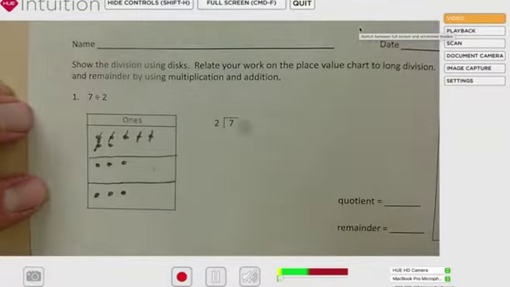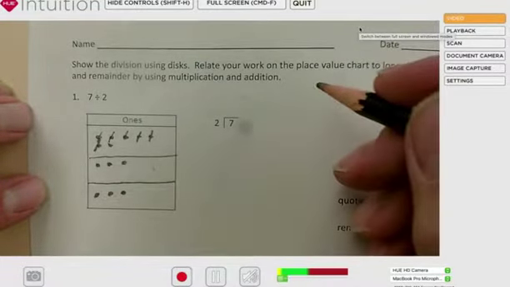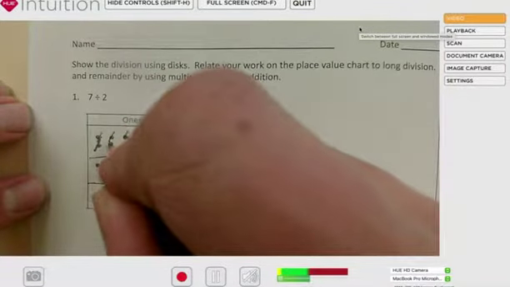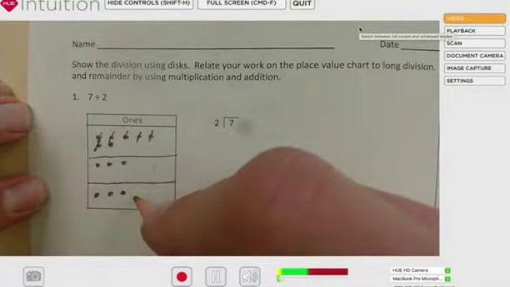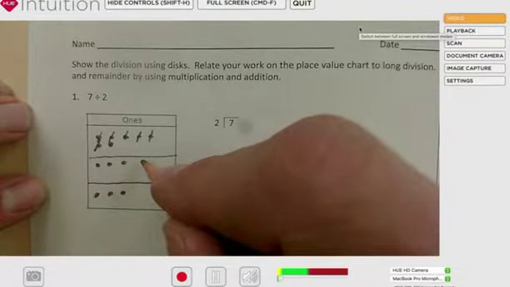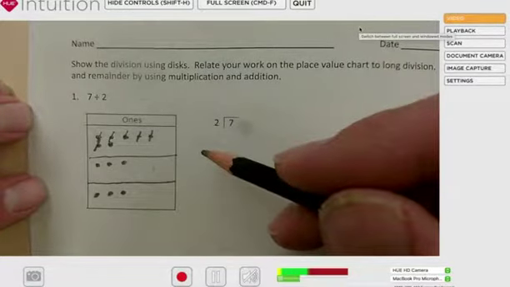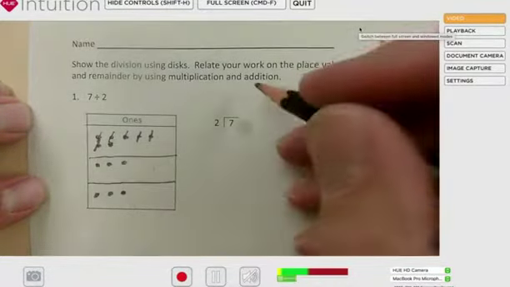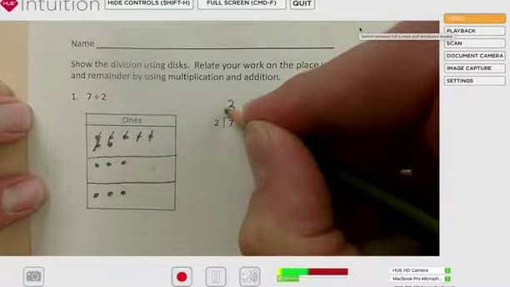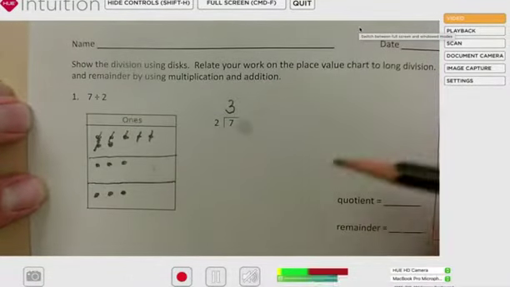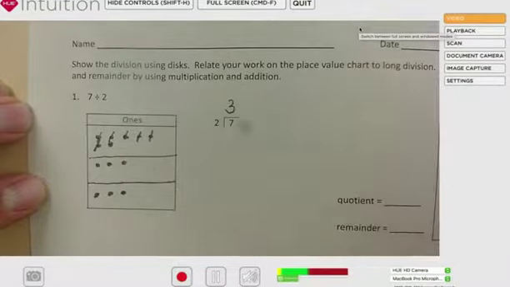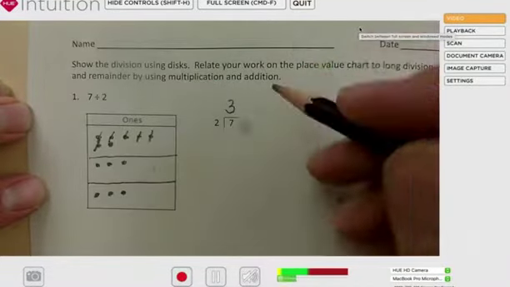Okay? Now, can we go any further? There's a dot right here. However, we cannot place that dot here or here because then the groups wouldn't be equal anymore. Okay? So, here's a nice easy question. How many are in each group? Well, there's 3 in each group. Please put that right here. That's called the quotient. What we sometimes call the answer, the quotient.